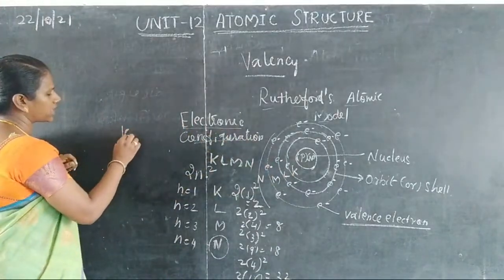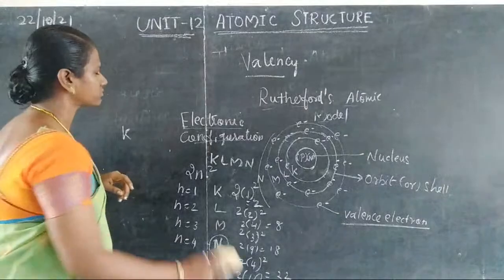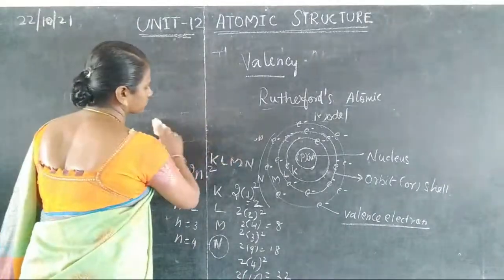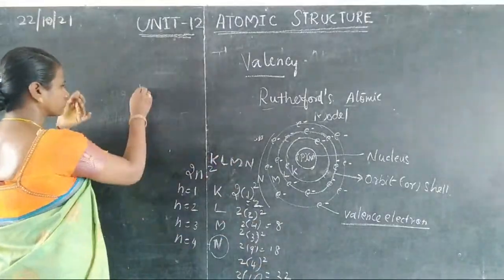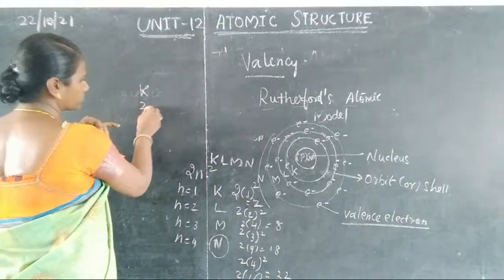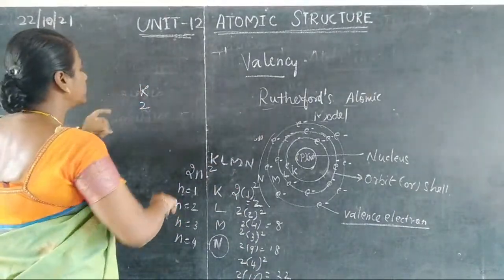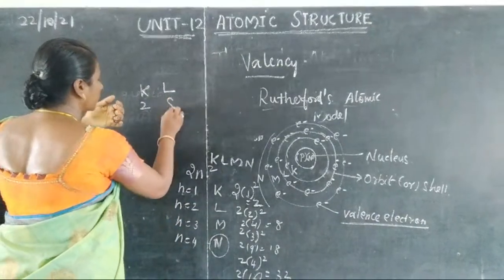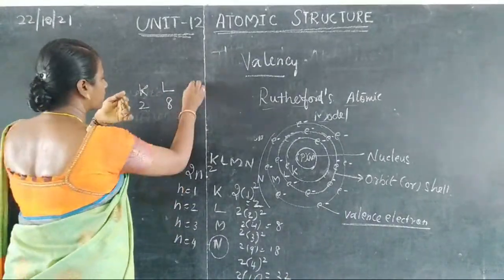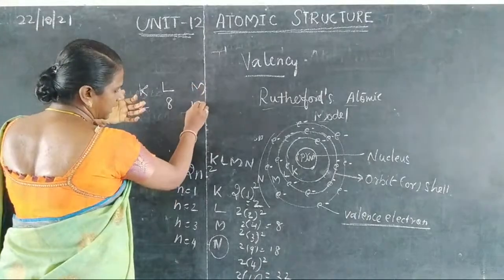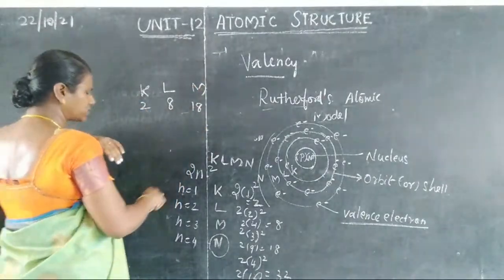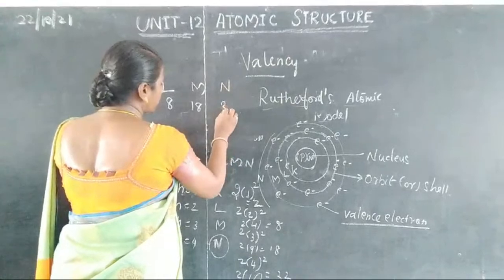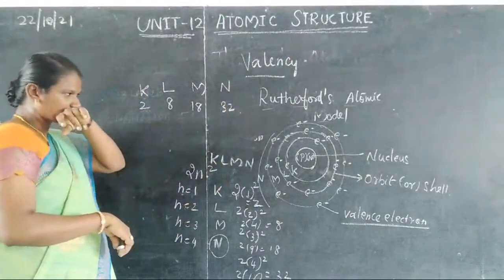So the K shell can accommodate 2 electrons. In the L shell, 8 electrons, in the M shell, 18 electrons, and in the N shell, 32 electrons can be accommodated.